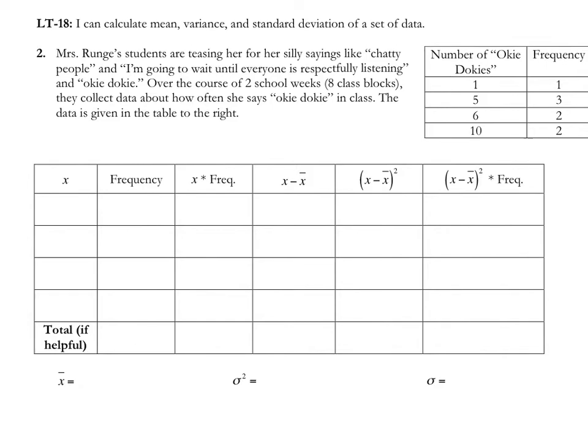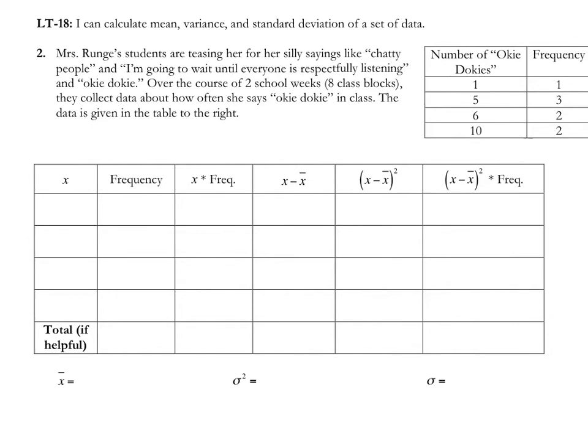So in this problem, Mrs. Runge's students are teasing her for her silly sayings like chatty people, and I'm going to wait until everyone is listening respectfully and okie dokie. So over the course of 2 school weeks, which is 8 class blocks, students collect data about how often I say okie dokie during class. The data is given in the table to the right.